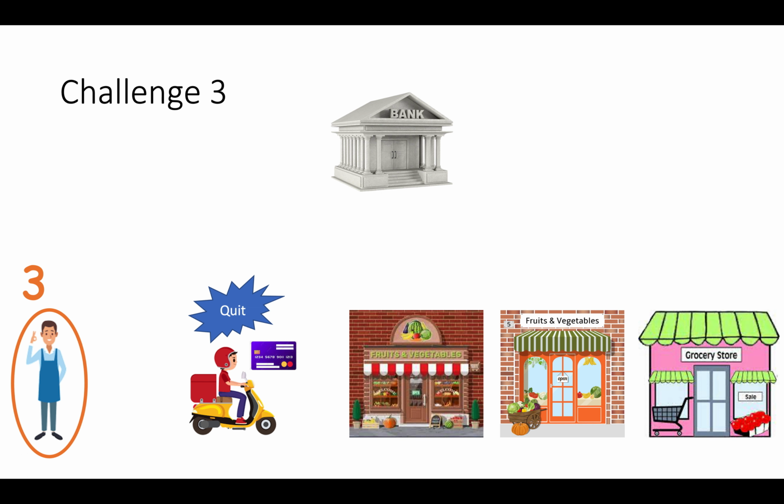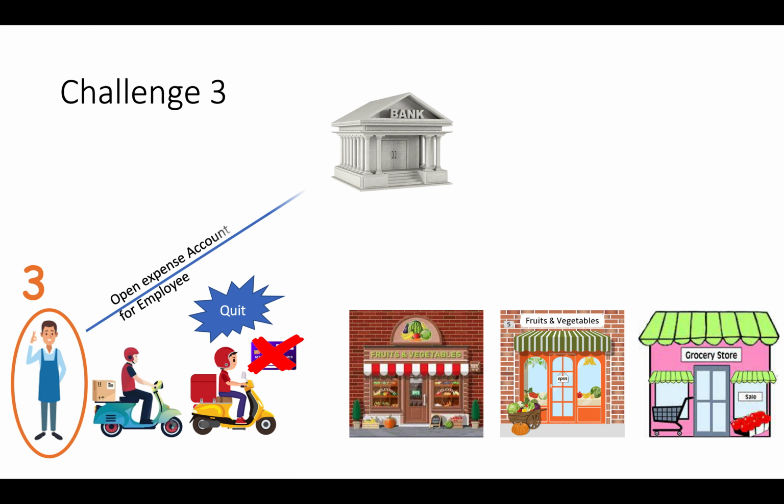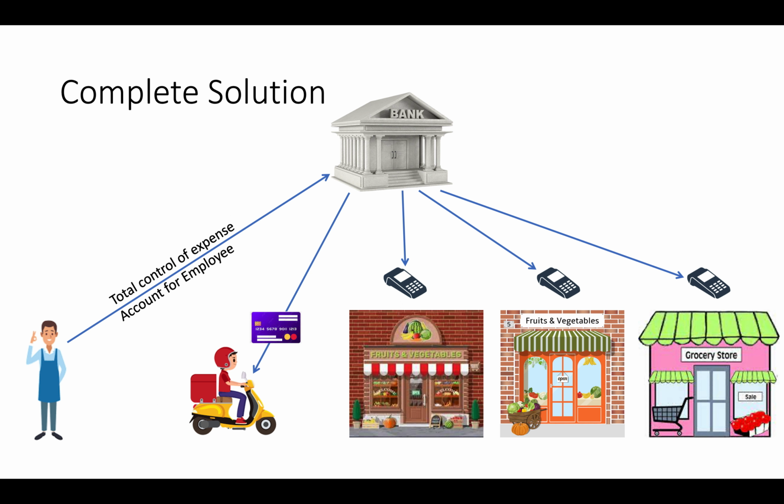Third challenge is that the restaurant owner has to notify each store to cancel the ID of the employee. Any delay can cause loss. In this case, the owner simply closes the expense account of the employee and revokes the card of the employee. When a new employee joins, the owner opens a new expense account for him. The new employee presents credentials and gets a card from the bank. So, this is the complete solution.